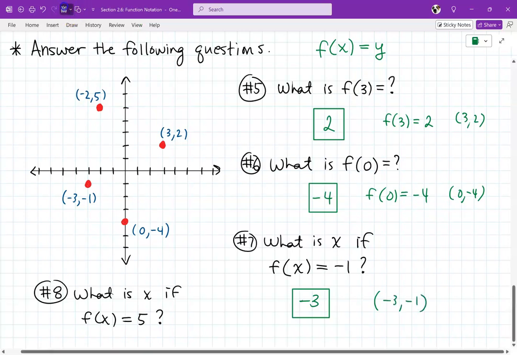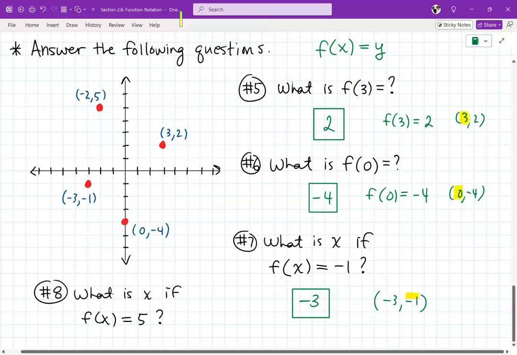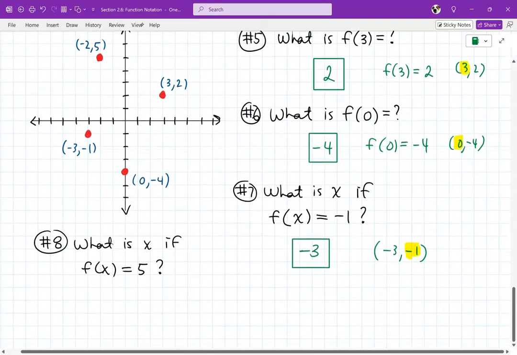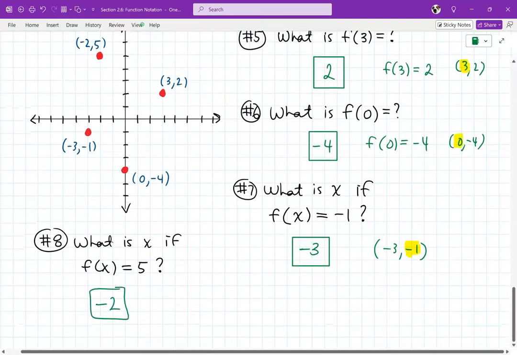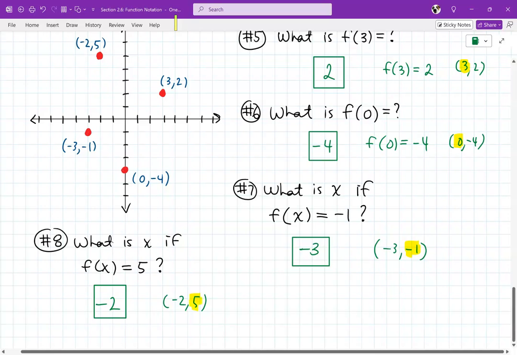I'm going to highlight those just so you guys know. Here's the highlighted 3, here's the 0, here's the negative 1 they're asking about. So what's the answer to number 8? Negative 2, because negative 2, 5. 5 is my y value. So this is going to be negative 2, because I have this point, negative 2, 5. And that's it.